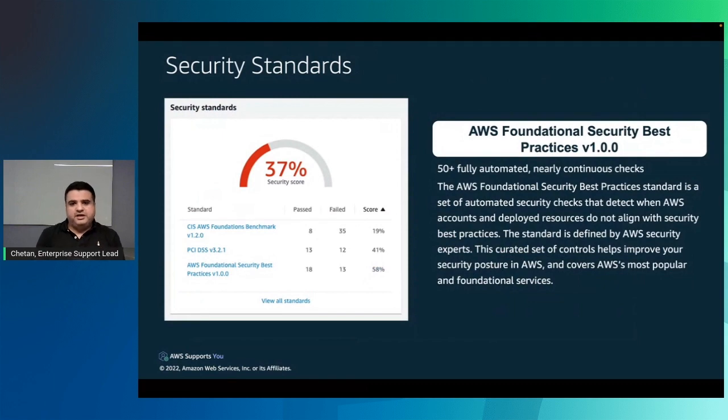So let me move to the next security standard, that is AWS Foundational Security Best Practices. These security controls detect when an AWS account and the deployed resources do not align with the security best practices defined by AWS security experts. This curated set of controls helps to improve the security posture in AWS and covers most of the AWS foundation services. When a deviation from AWS security best practice is identified, Security Hub issues a detailed and actionable finding to customers. You can even use these foundational best practices frameworks to help you prepare for audits.